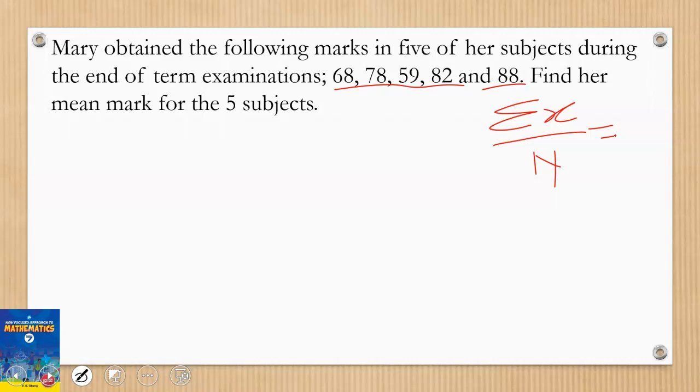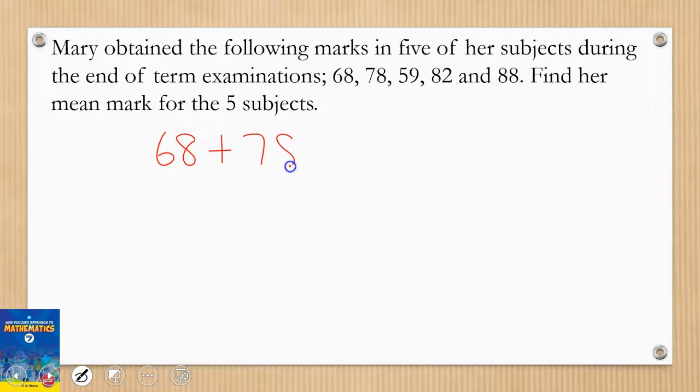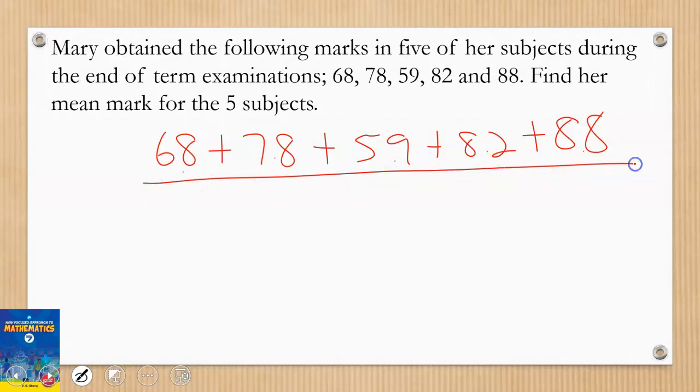And mostly we use x bar to represent mean. So anytime you see x bar in statistics, it represents mean. Good. Now, we want to find the mean here. So we have the numbers 68 plus 78 plus 59 plus 82 plus 88. How many do we have here? 1, 2, 3, 4, 5. So we divide everything by 5. So that is our mean, x bar. So we just do all the sum and divide by the 5.